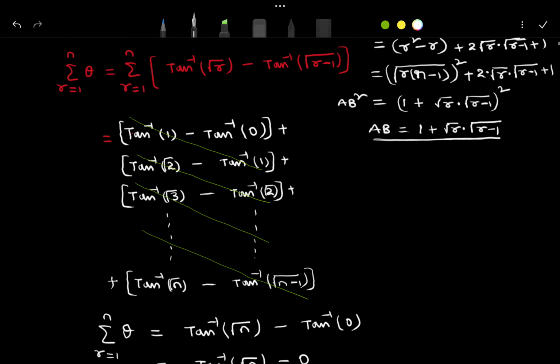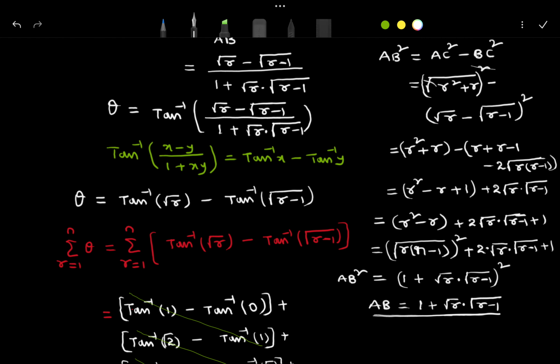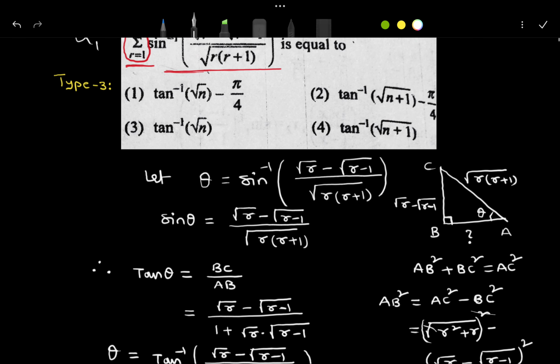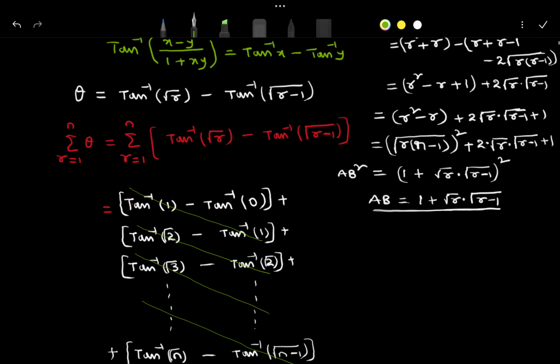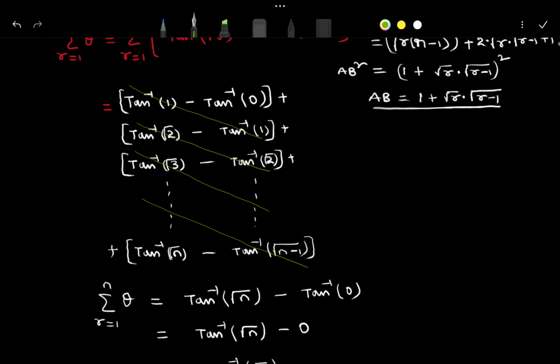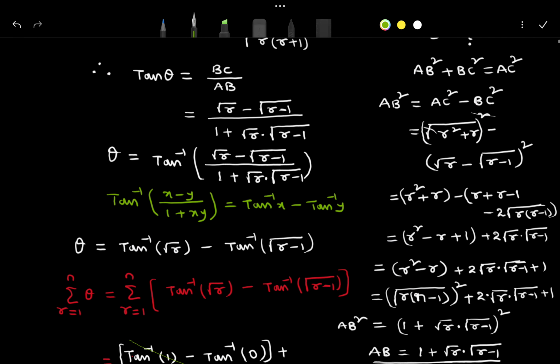Okay, now the question is, so you see what is that question? Here you have to find out the sigma value only. According to the solution, what is your answer? The third option is the correct option. So your answer will be tan inverse of root n is the correct answer. I hope that everyone is clear on this problem.